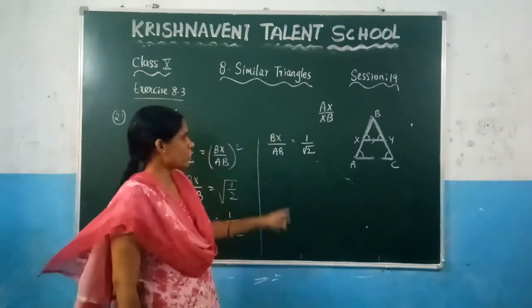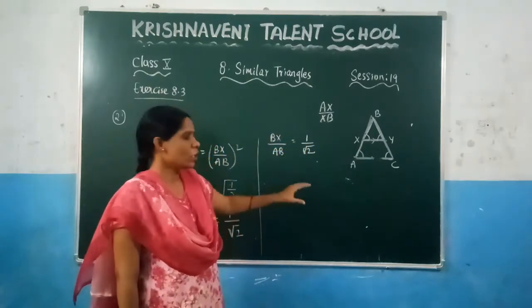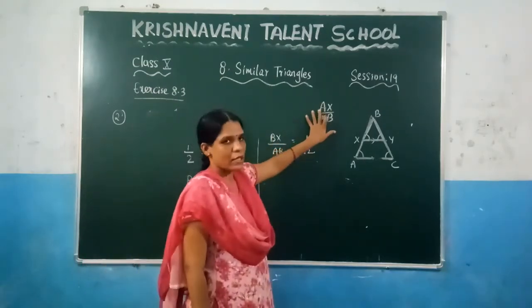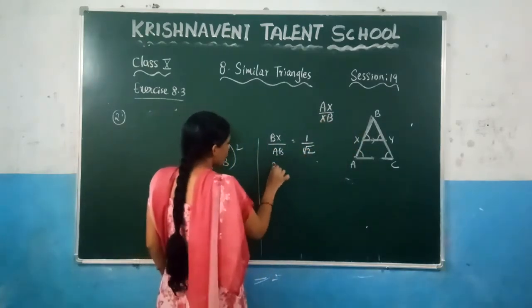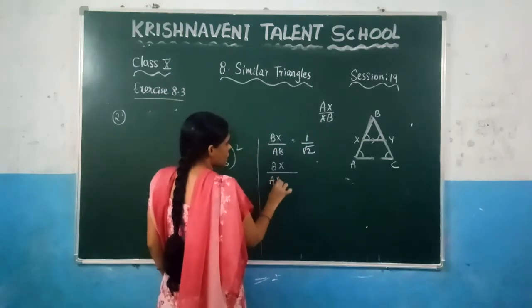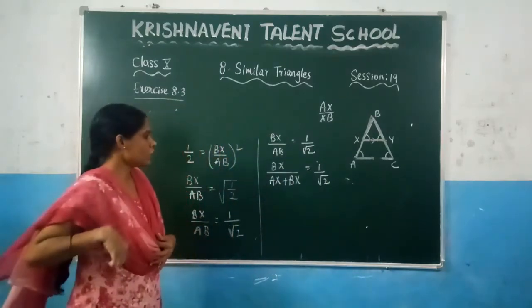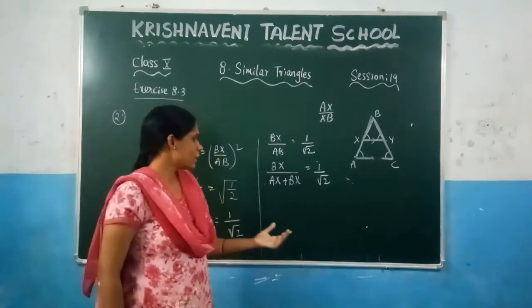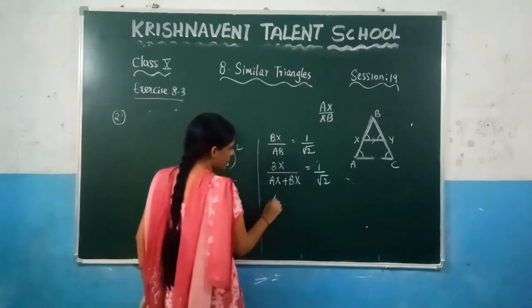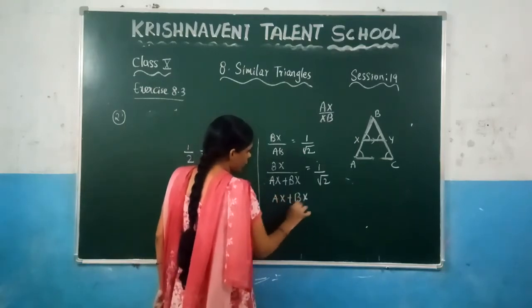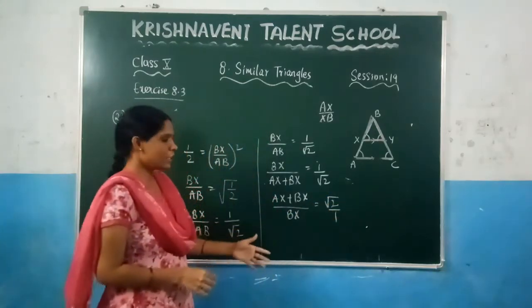So what we got after doing all the things is Bx by AB is equal to 1 by root 2. Here you can observe that Bx is there, here Bx is there, but you did not take any Ax. So you need to change AB in the form of Ax. How can you write AB as Ax plus Bx? So write in place of AB, Ax plus Bx is equal to 1 by root 2. Right? Now separate these things. Let us write this one in reverse order. So I am writing this as Ax plus Bx by Bx is equal to root 2 by 1. Just I have written in reverse order.